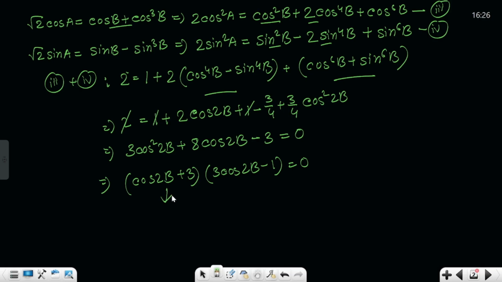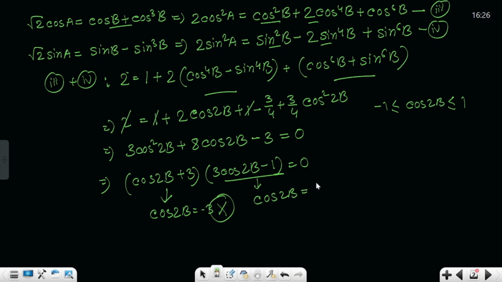Okay, so from here we will get cos 2b equal to minus 3. Now you know that the maximum value of cos 2b is 1 and the minimum value of cos 2b is minus 1. We know that minus 1 is less than or equal to cos 2b less than or equal to 1, right? So here we are getting minus 3, so that will be rejected. No problem. So from here we will get cos 2b equal to 1 by 3. So here this will be accepted. So what we got is that the value of cos 2b is equal to 1 by 3.